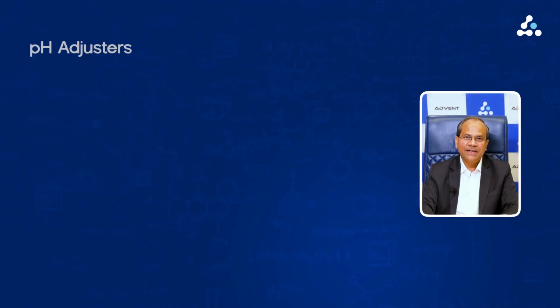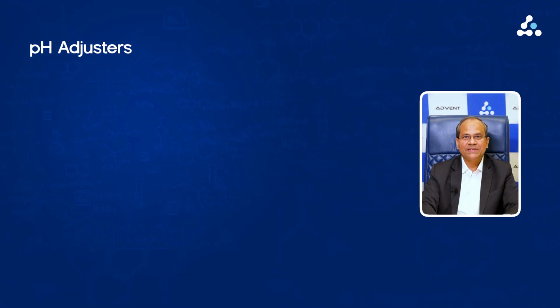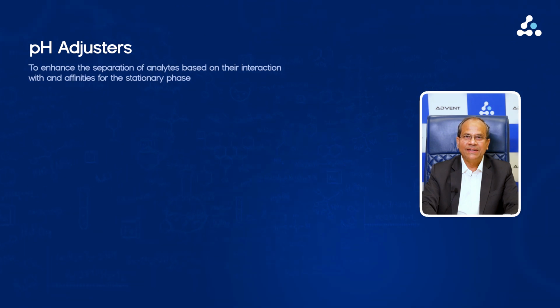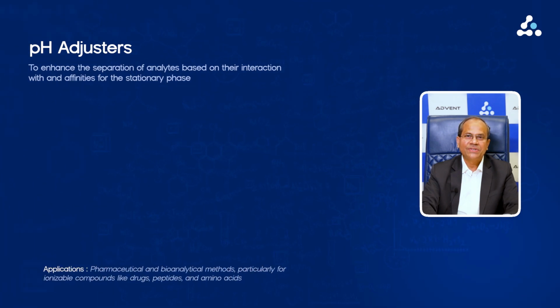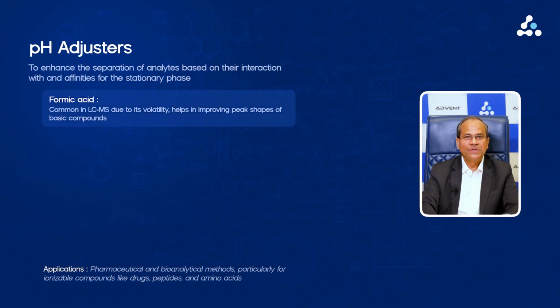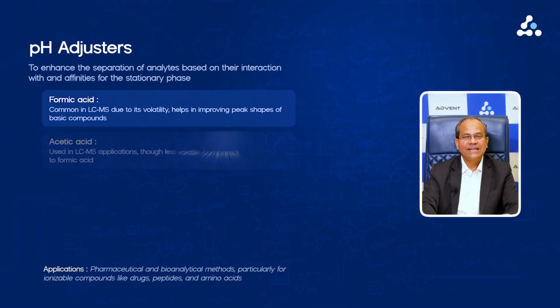Now coming to pH adjusters. Adjusting the pH of an eluent by adding an eluent additive can influence the ionization of analyte, especially for acidic and basic compounds. For example, formic acid is commonly used in LCMS applications due to its volatility, which helps in improving the peak shapes of basic compounds. Similarly, acetic acid is also used in LCMS, but it is less volatile compared to formic acid.